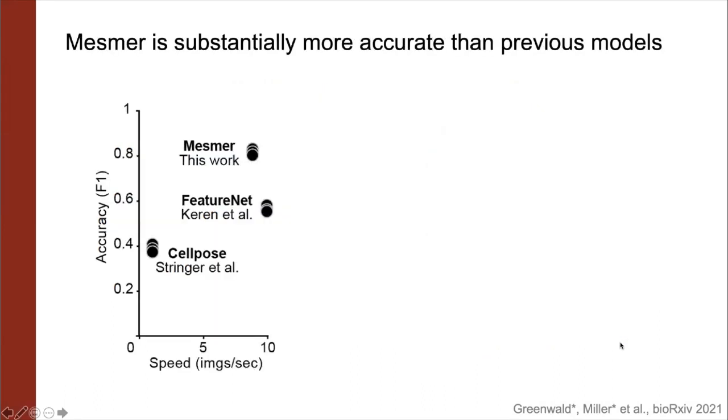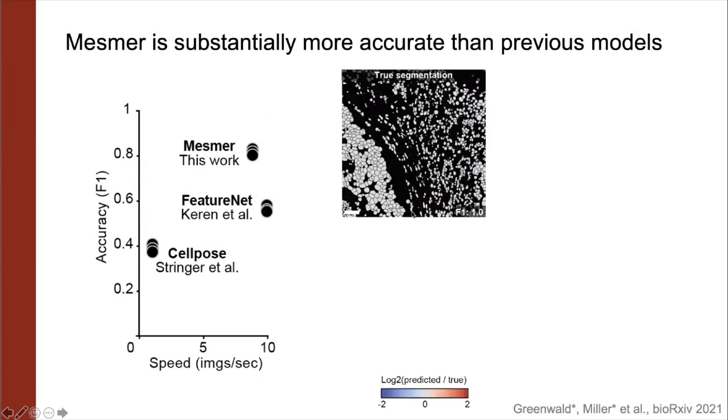We used TissueNet to train the Mesmer model and then benchmarked it on a held-out portion of the data set. Shown here is the accuracy as assessed by the F1 score, where an F1 score of 0 would indicate no agreement with the ground truth, and an F1 score of 1 indicates perfect agreement with the ground truth. What you can see here is that Mesmer is substantially more accurate than previously published cell segmentation approaches.